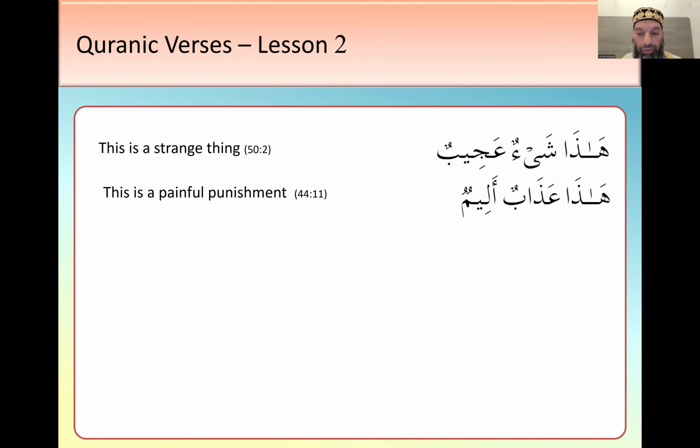Because there is no alif lam. There's no alif lam, so that's why it's going to mean a punishment. Now, what type of punishment? That's the next word. Alimun. Alimun means painful, like we call it torturous, painful.